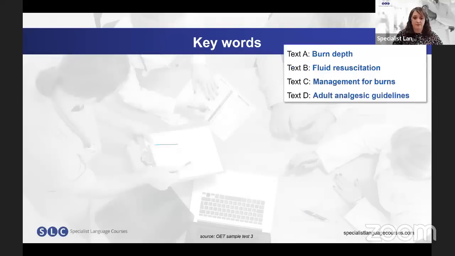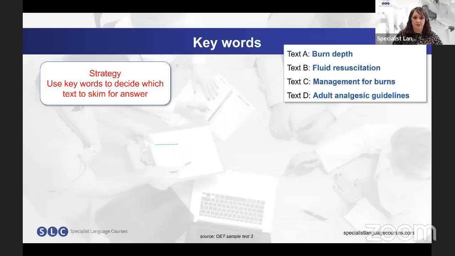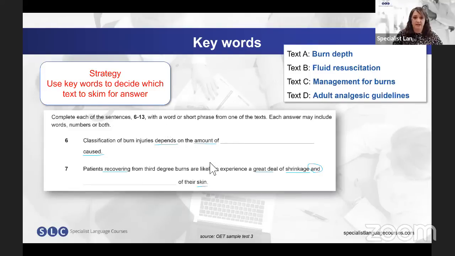So we've got our questions and we've got our strategy. So we've got our keywords here. And now our next step is using these keywords to decide which text we need to scan for the answer. So we've got classification as one of our keywords here, and we've also got third degree burns.